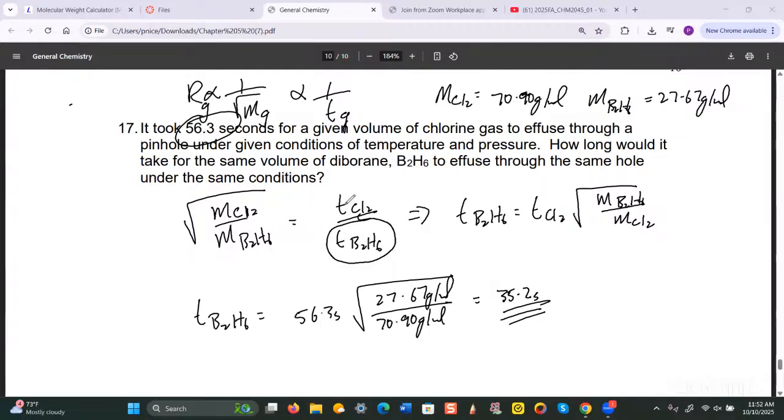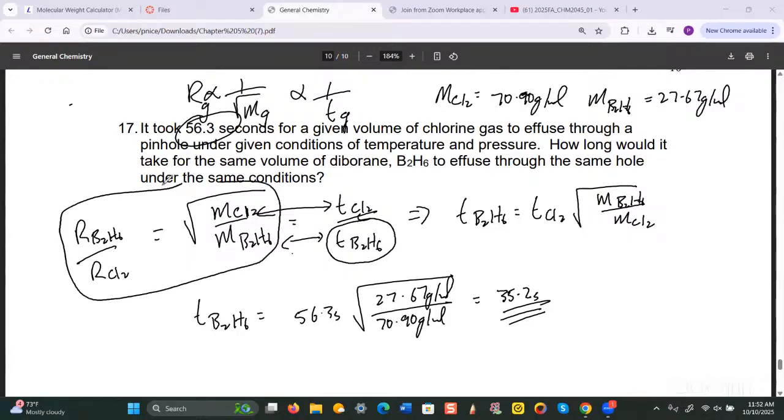In this case, when it comes to the time of effusion, these terms would be in their relative positions as shown, right? But if you're talking about rates, that's different. It would be inverse. In other words, the rate of effusion of B2H6 would be up top, divided by the rate of effusion of Cl2. This here is Graham's law as applied to this system.